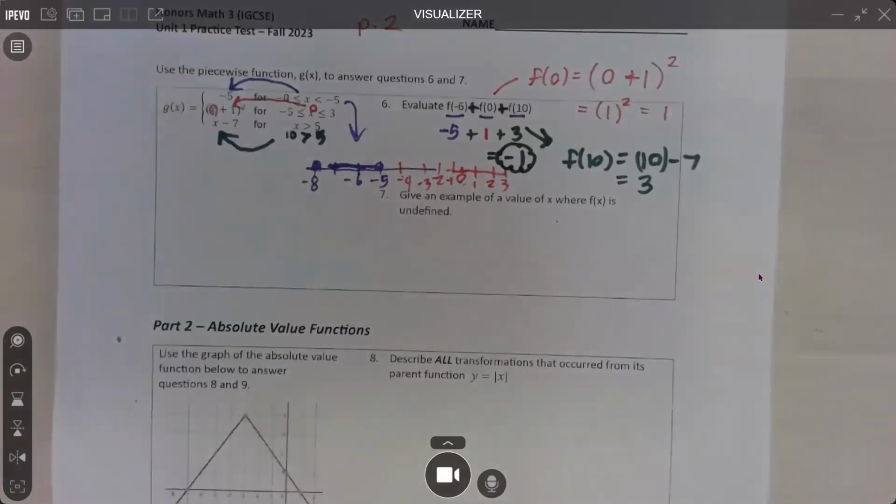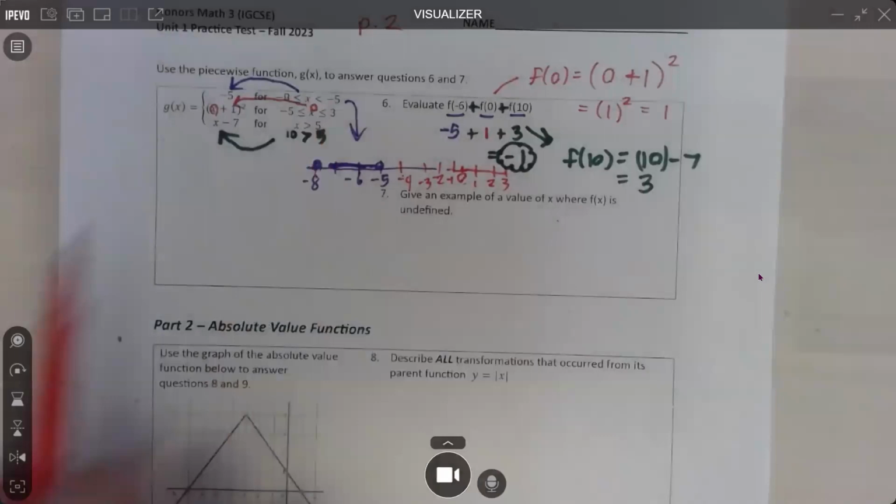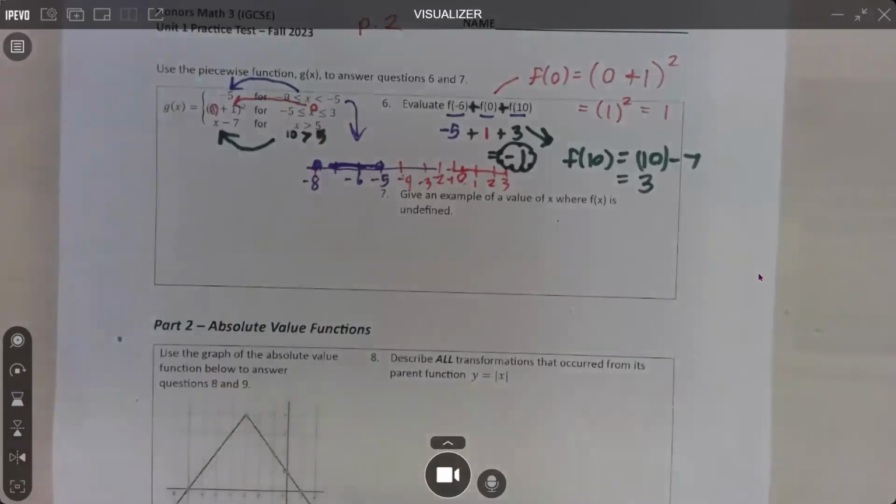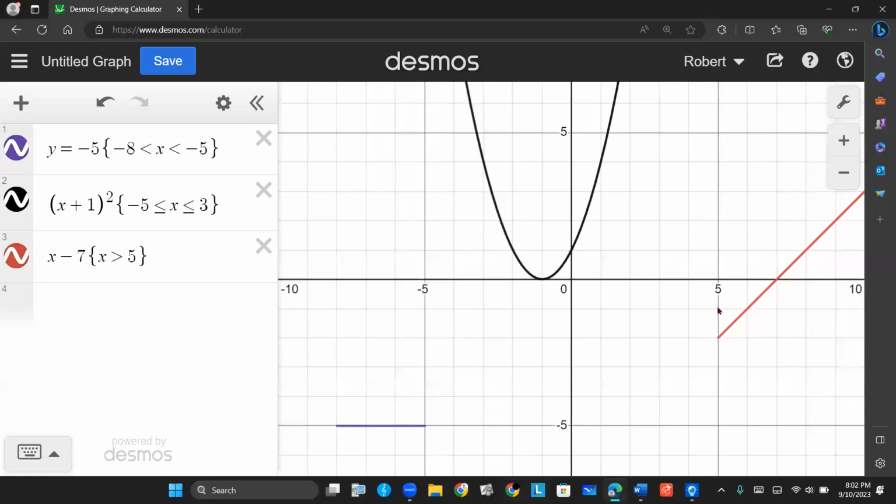Now, question 7 says, give an example of a value of x where f of x is undefined. So based off of our inequality statements, are there any numbers that we cannot plug in? Think about that for a minute. I'm going to pause it and show you on a graph too. This is what it's going to look like keyed into Desmos. You're welcome to key this in if you'd like.